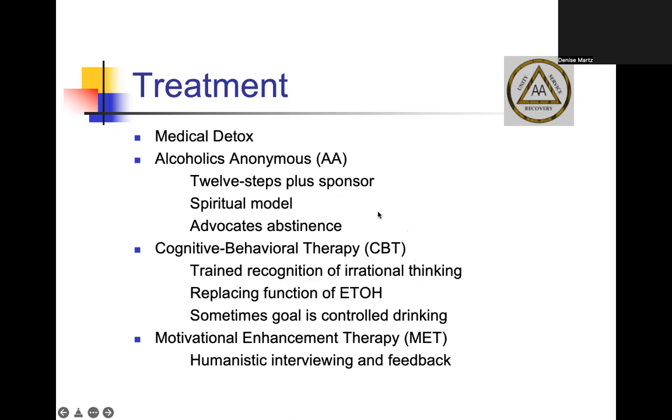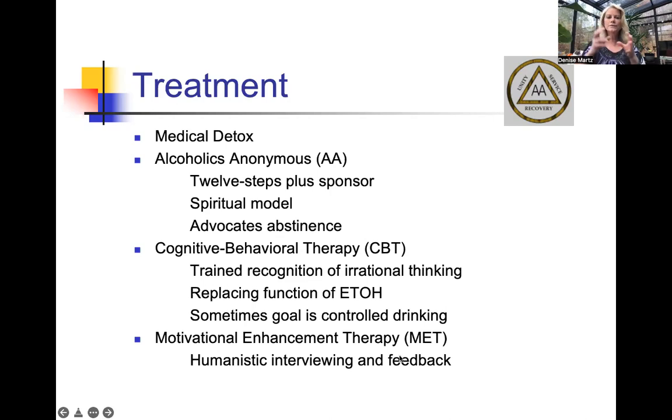In AA, these individuals, even if they've been sober for years, will identify themselves as an alcoholic. So it'd be like, my name's Denise, I'm an alcoholic, I've been sober for 10 years kind of thing. So that identity is a little more important in the AA model.